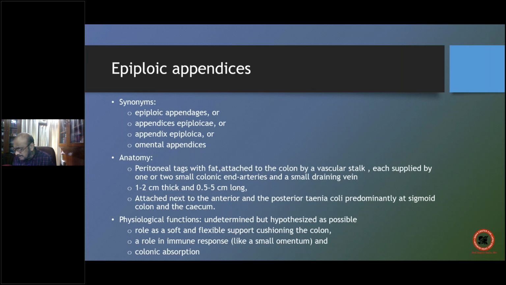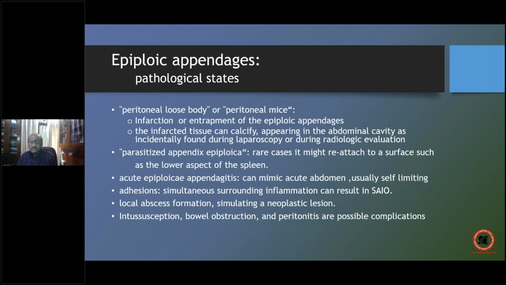Now, a number of hypothetical views have been put forward. We really don't know, but the role that has been ascribed to them has been, number one, a soft and flexible support, a cushion to the colon. Number two, it could be having an immune response like a small omentum, or it could be partly responsible for some kind of colonic absorption capability.